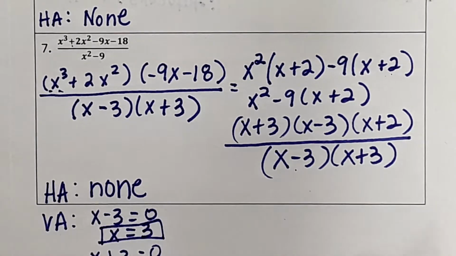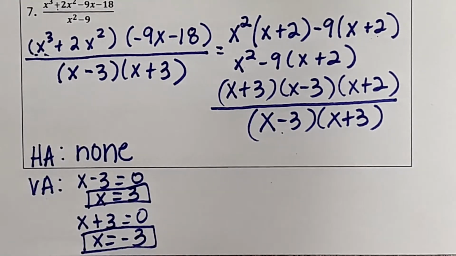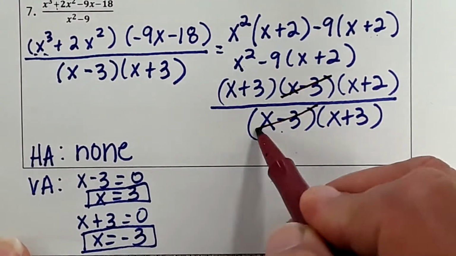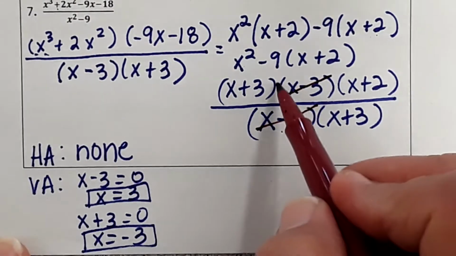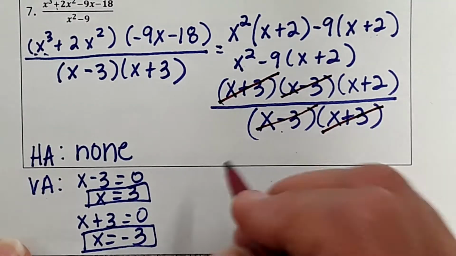So now remember, those are my vertical asymptotes unless they cancel out. If they cancel out, they become points of discontinuity. So now can we cancel stuff out? We're going to cancel out what? X minus 3 and x minus 3, and then we're going to cancel out x plus 3 and x plus 3. And what am I left with?